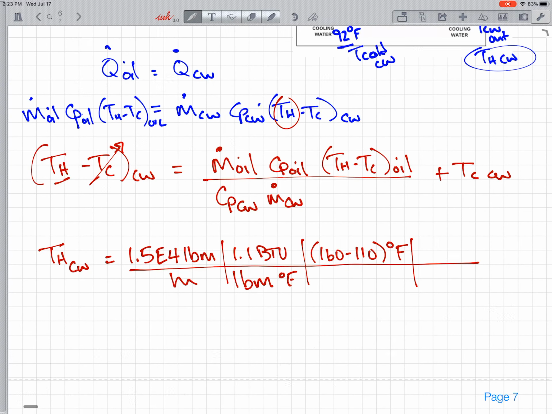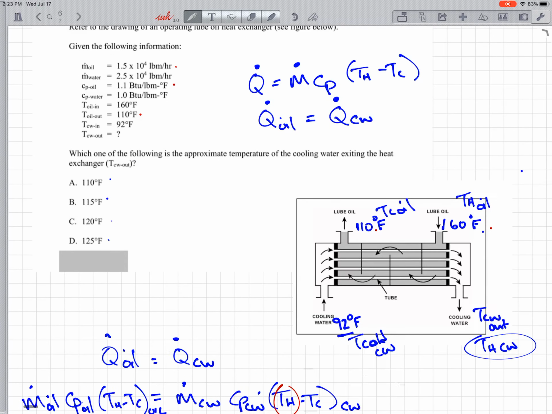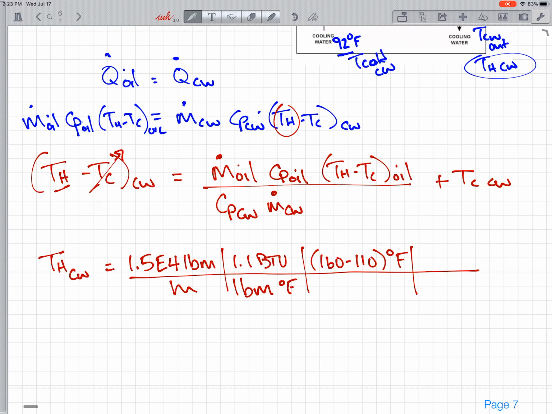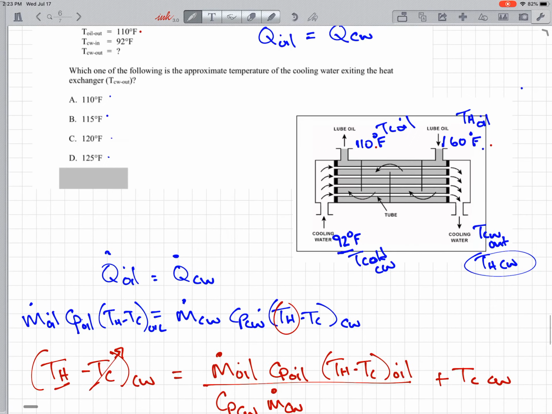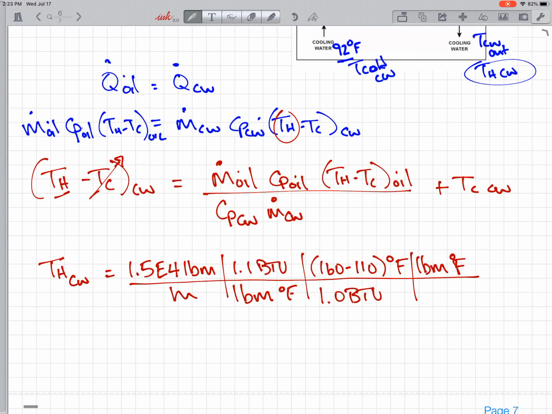Now that's going to be divided by the C sub P, the specific heat capacity of the cooling water, 1.0 BTU per pound mass degree Fahrenheit. So I'm going to put that right here. It's also going to be divided by the mass flow rate of the water, which is 2.5 times 10 to the 4 pounds mass per hour.